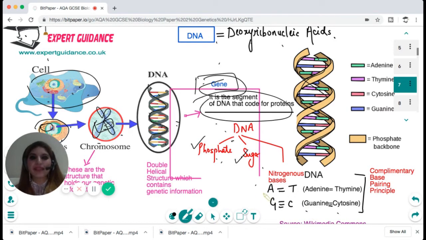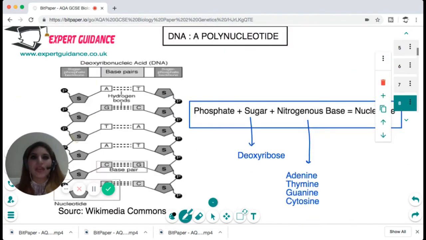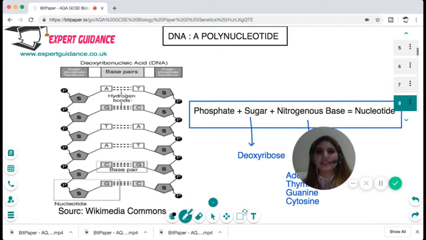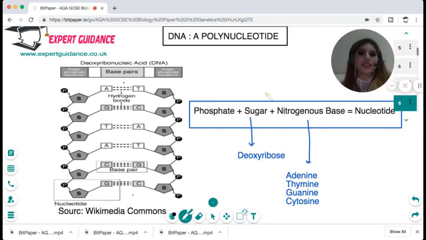And you remember them as ATGC because A always binds with T with a double bond, and G always binds with C with this triple bond, and this is the complementary base pairing principle. So if we treat the structure of DNA, it's a double helical structure. It's a polynucleotide. What is a polynucleotide?